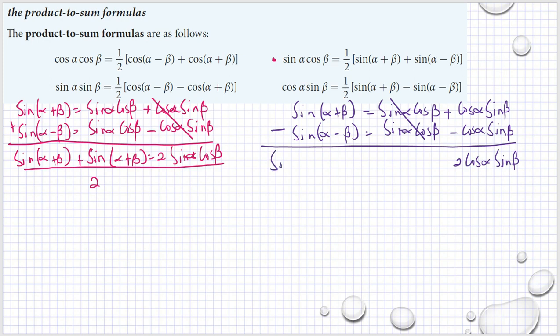And we have sine of alpha plus beta minus sine of alpha minus beta. If we divide both sides of the equation by 2, then we will get this. Then they are equal. Remember that if you don't have your formula, just remember your sum and difference formula.